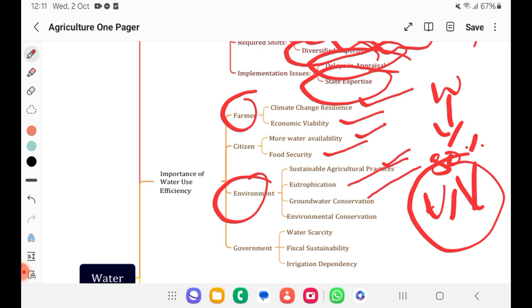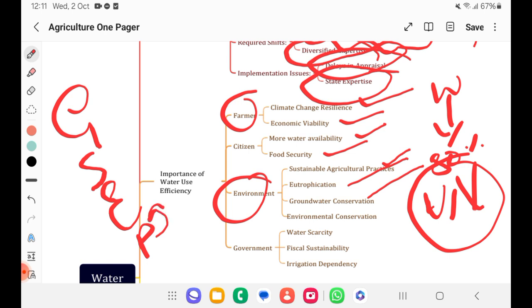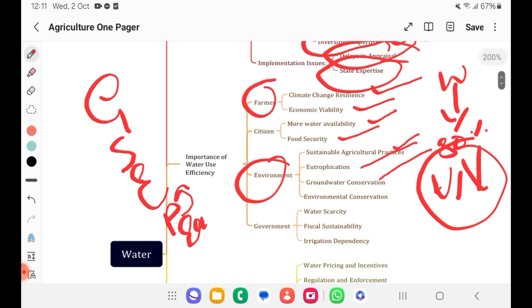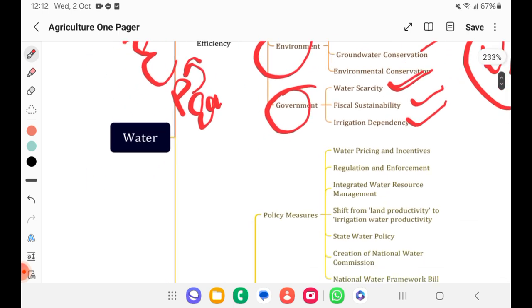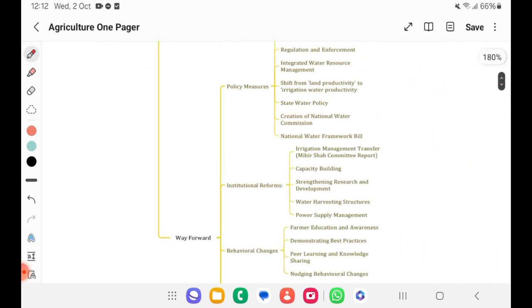Whenever you talk about water, you remember groundwater. Then sustainable agricultural practice, employability, and poverty alleviation are also indirectly dependent on it. Eutrophication, environmental conservation. Then we have governance: water scarcity, fiscal sustainability, irrigation dependency. So for that we should take some way forward, right? What are the steps we can take?